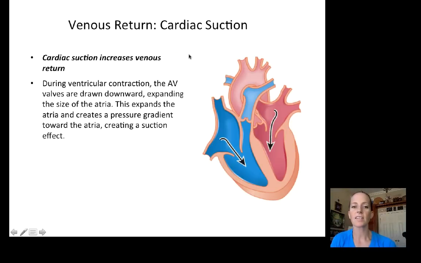There's also an effect called cardiac suction. During ventricular contraction, as the AV valves are closed, they're actually drawn downward. That opens up the size of the atria, which creates a pressure gradient. So when you increase the volume of the atria, that's going to suction blood towards the atria.